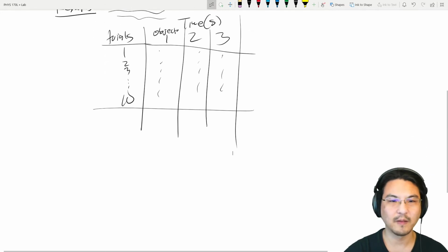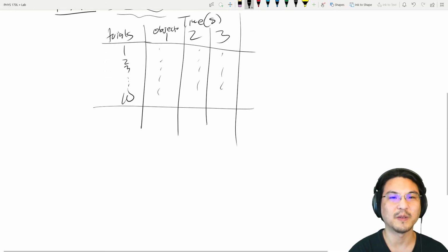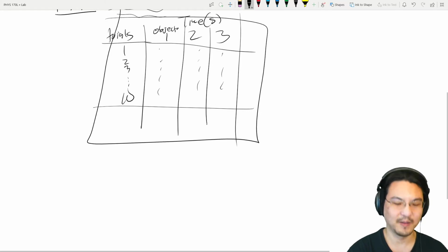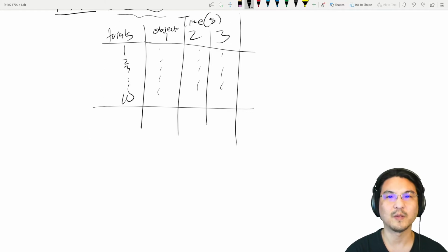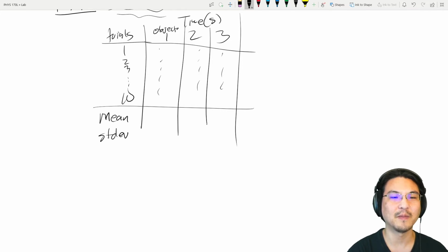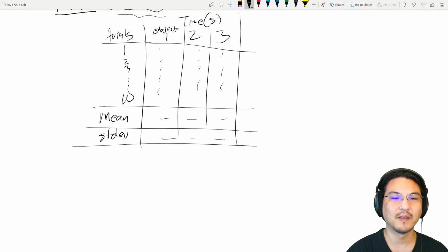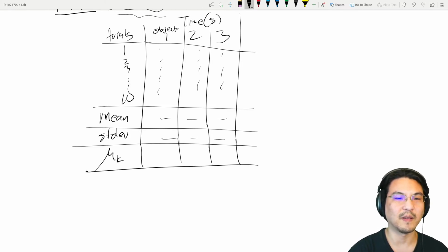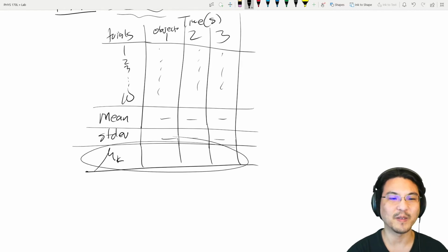And then here you should just take your spreadsheet and just paste the table directly. And then you can compute the mean and the standard deviation here. Okay, and then at the very end, the coefficient of friction. Let me talk about this in a minute, the details of it.